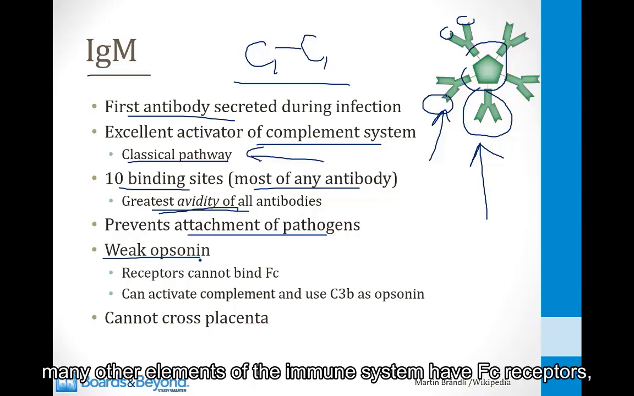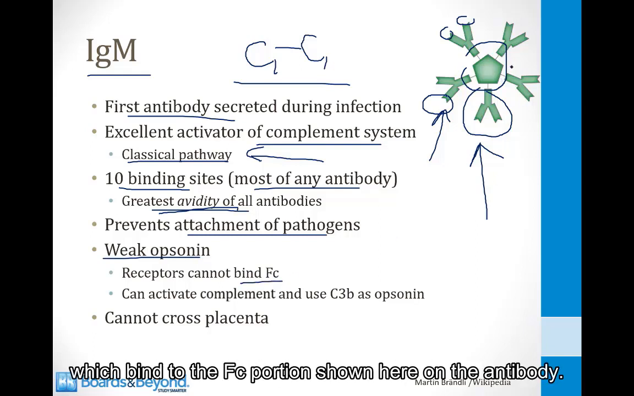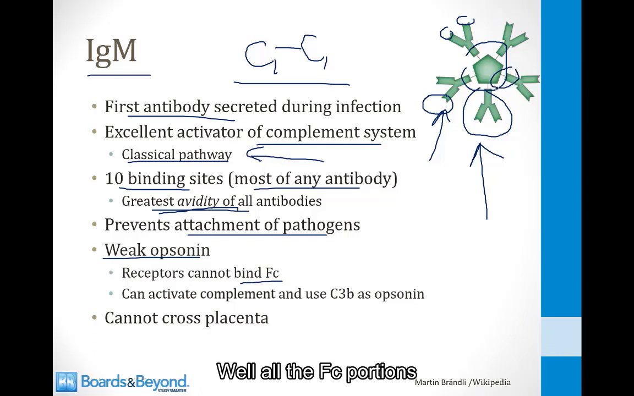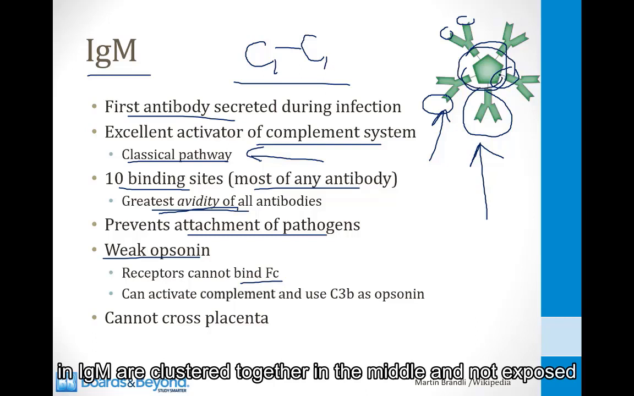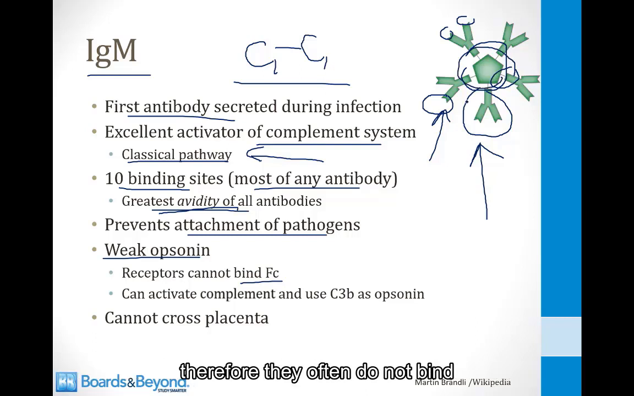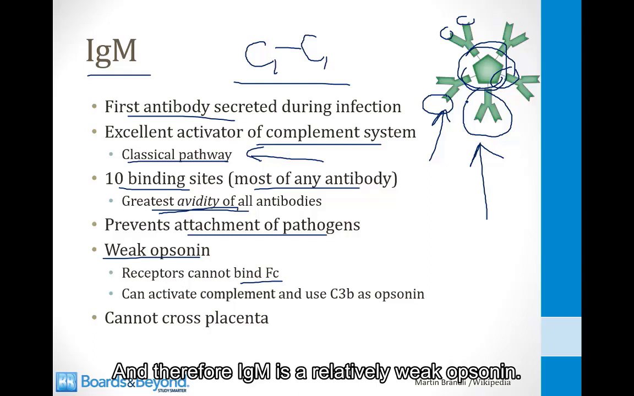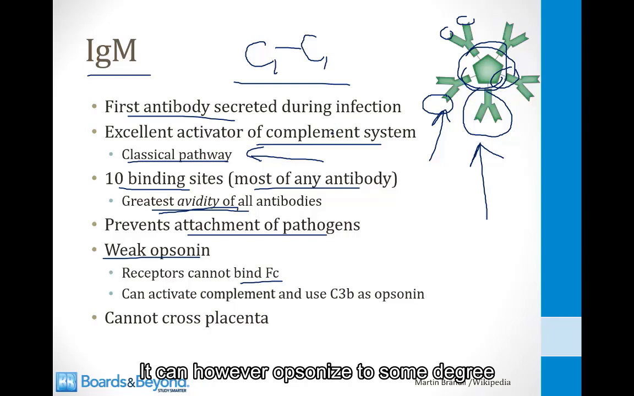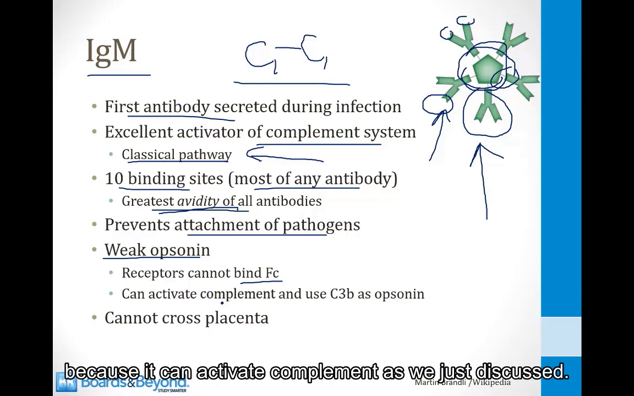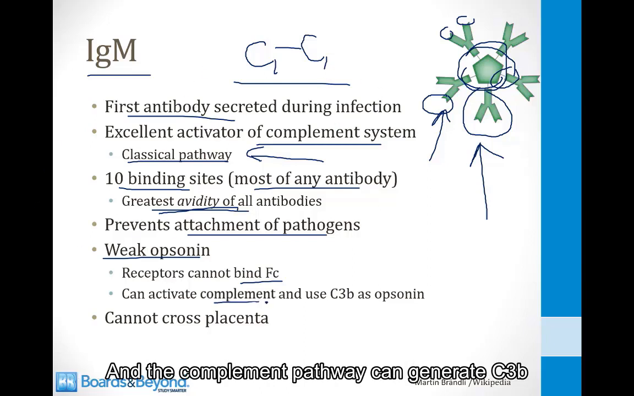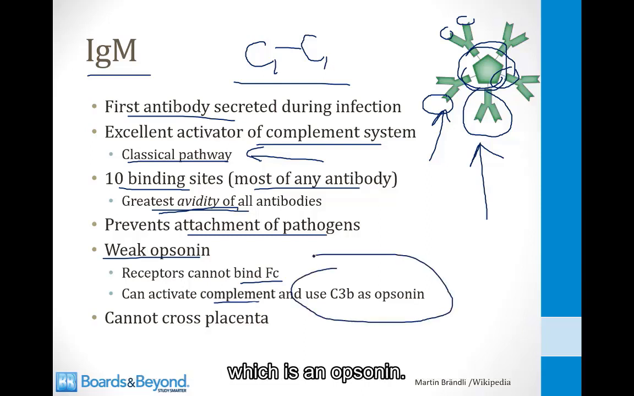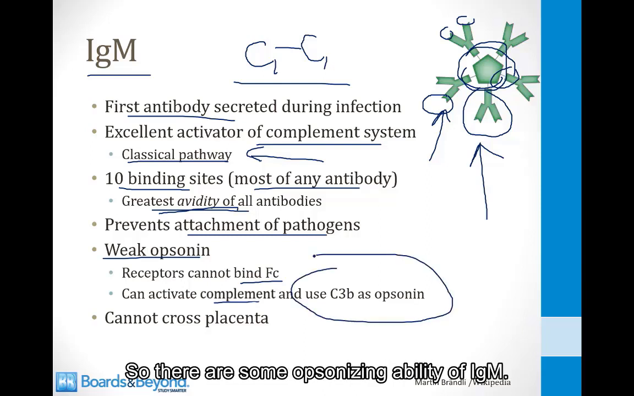That's because many other elements of the immune system have Fc receptors, which bind to the Fc portion shown here on the antibody. Well, all the Fc portions in IgM are clustered together in the middle and not exposed. Therefore, they often do not bind Fc receptors in other immune system elements, and therefore IgM is a relatively weak opsonin. It can, however, opsonize to some degree because it can activate complement, as we just discussed. And the complement pathway can generate C3b, which is an opsonin, so there is some opsonizing ability of IgM.